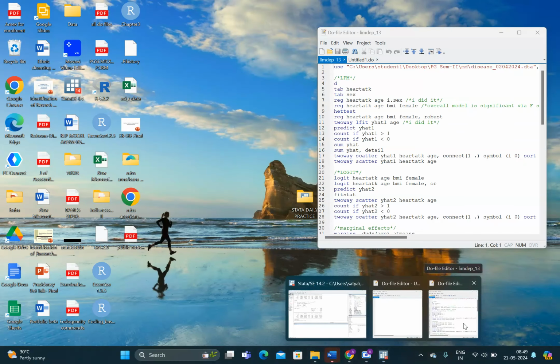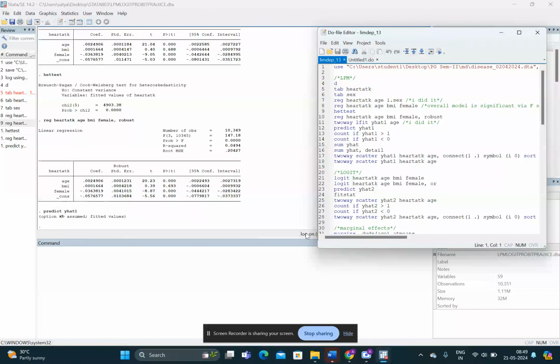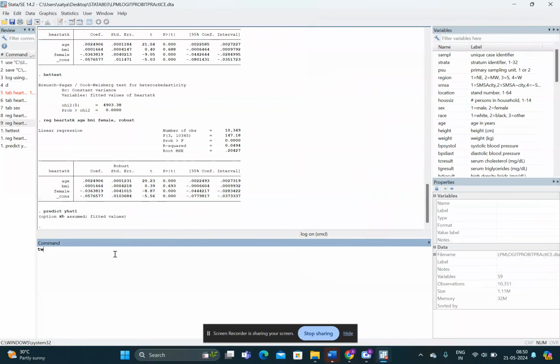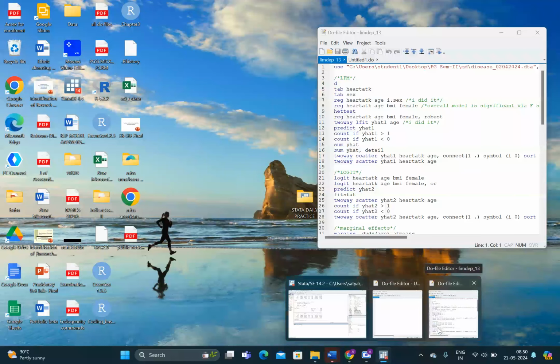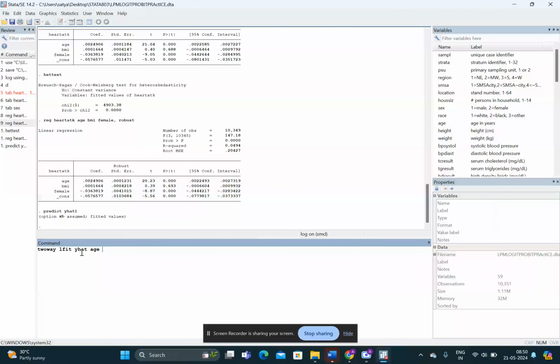Okay, so now we will try to do a graph on this. So we'll do a scatter plot. So we'll write the two-way lfit command.